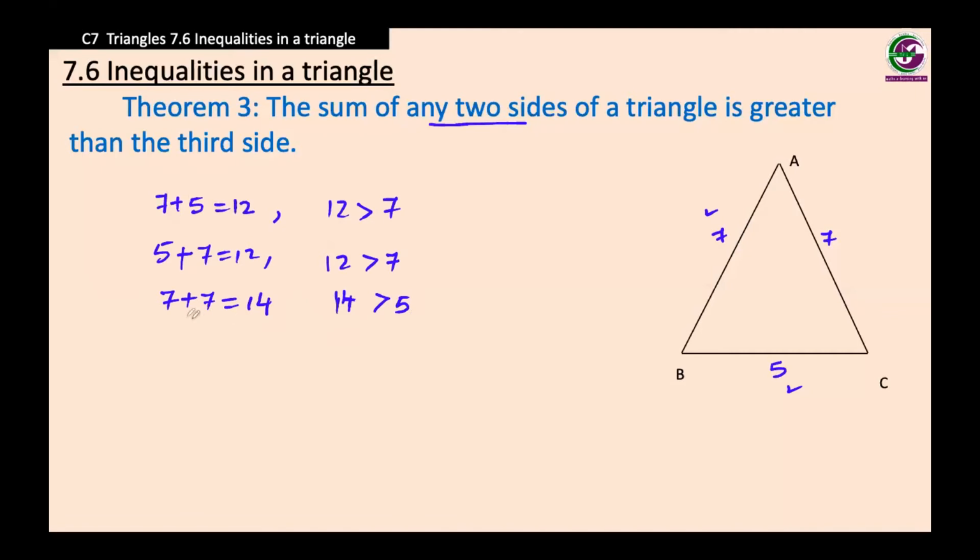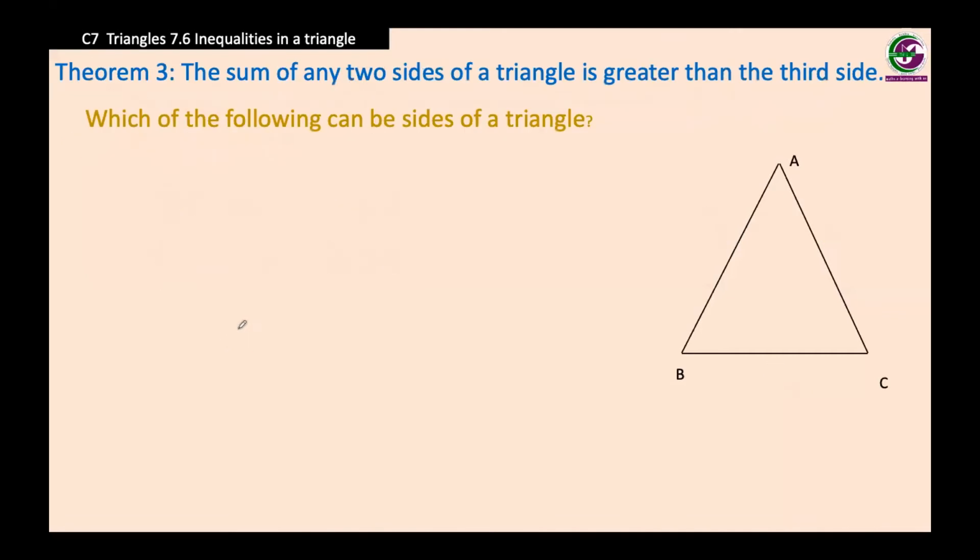And this rule will help us to understand when we are given three sides, can this be a triangle or it can't be? Let us see it with examples. Which of the following can be the sides of a triangle?